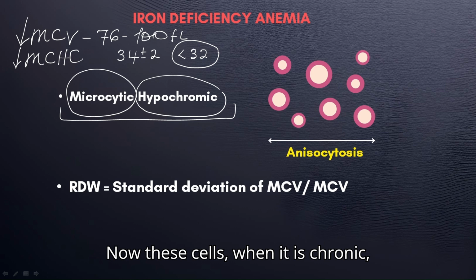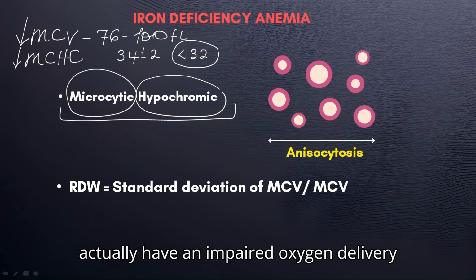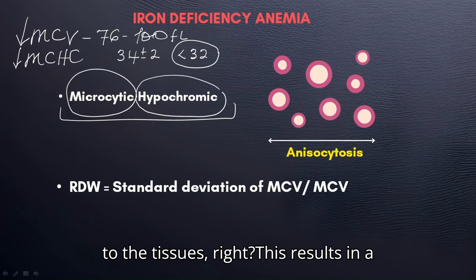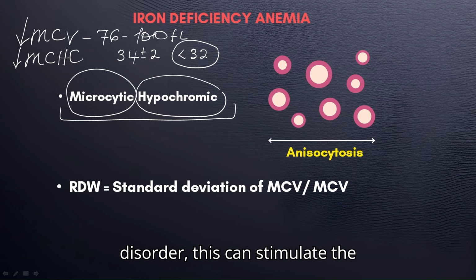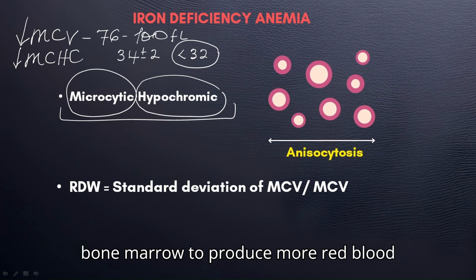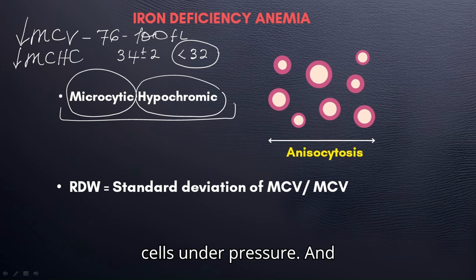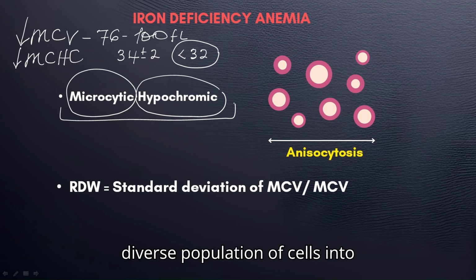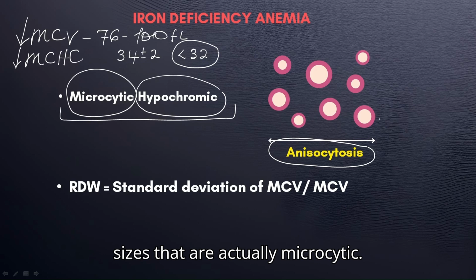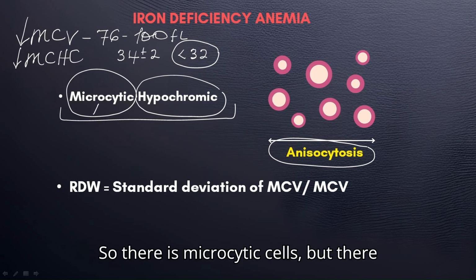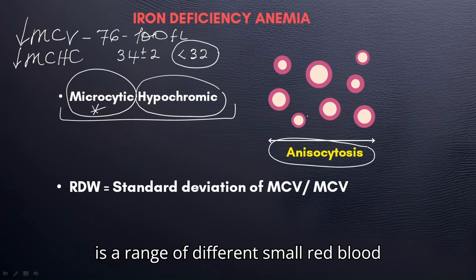Now these cells, when it is chronic, actually have an impaired oxygen delivery to the tissues, right? This results in a tissue hypoxia if it is a chronic disorder. This can stimulate the bone marrow to produce more red blood cells actually under pressure. And so the bone marrow releases a diverse population of cells into the circulation. This phenomenon is characterized as anisocytosis, different sizes that are actually microcytic. So there are microcytic cells, but there is a range of different small red blood cells.